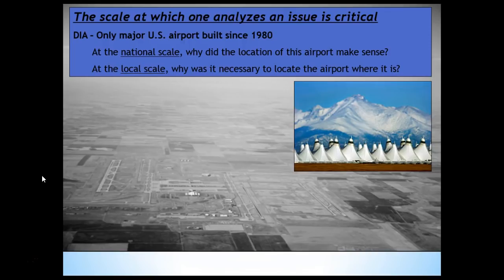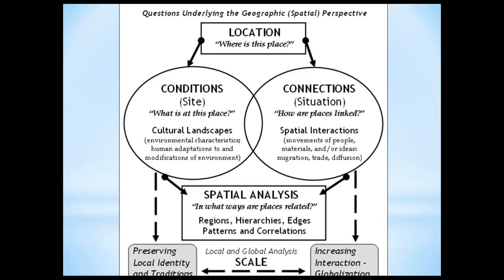Now, to answer those questions, on a national scale, that's where population growth was. People were moving to Denver. This was a major node of power in the Midwest, and it necessitated a new, larger international airport. At the local scale, they built it there because the city was sprawling, and this was where the open space was. At the time, it was pretty far away from the downtown. The land was cheap. It was out on the edge. And it was far enough away from the mountains so that weather patterns didn't get in the way.